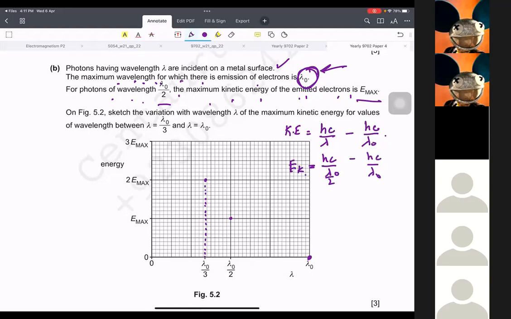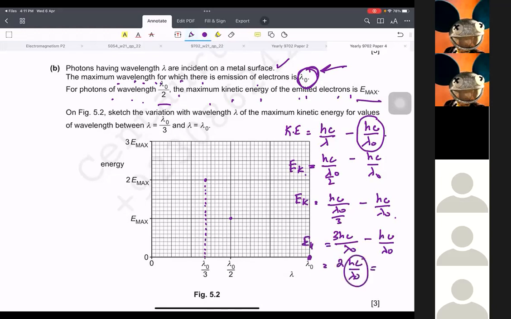Now, what will this be? We have to see what hc over lambda naught basically is. hc over lambda naught is this value, it has to be 1, there's no other value. Then we look at it: 1 equals hc over lambda naught by 3, the 3 goes up, so 3hc over lambda naught minus hc upon lambda naught. What do you get? 2hc over lambda naught, so 2hc is E max.